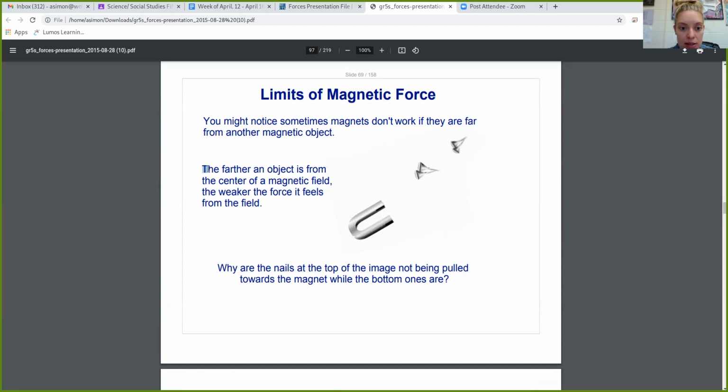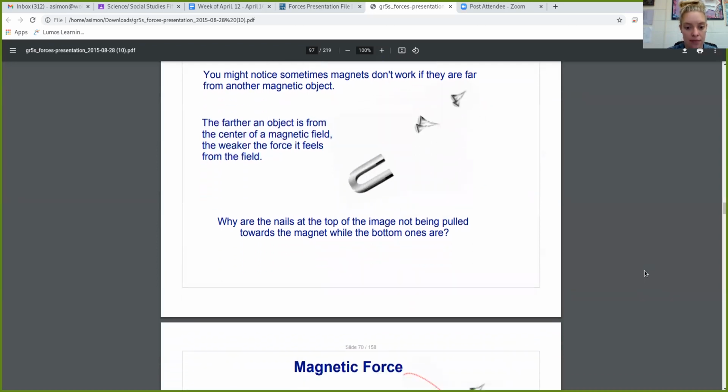Go ahead and put this down, please. The farther an object is from the center of the magnetic field, the weaker the force it feels from the field. And that makes sense. The farther away it is, the less chance it's going to be attracted to the magnet because the force is weaker. All right, moving on.